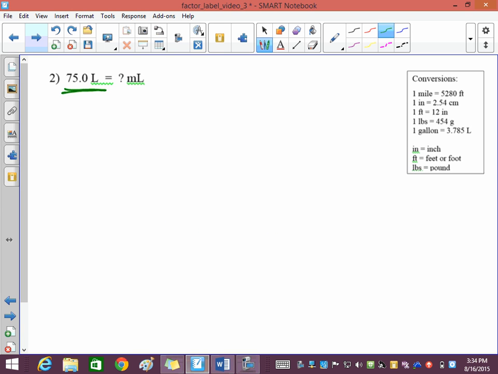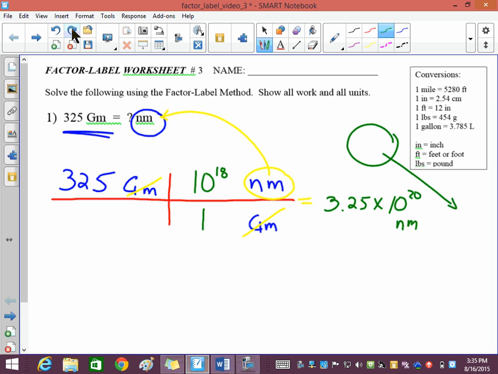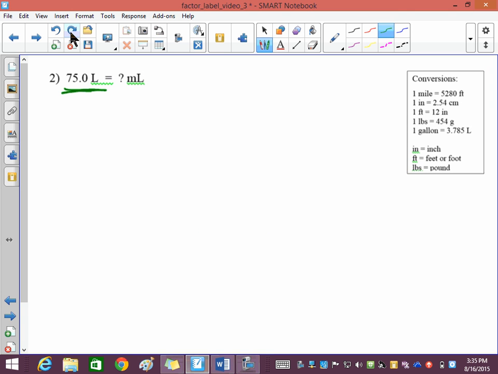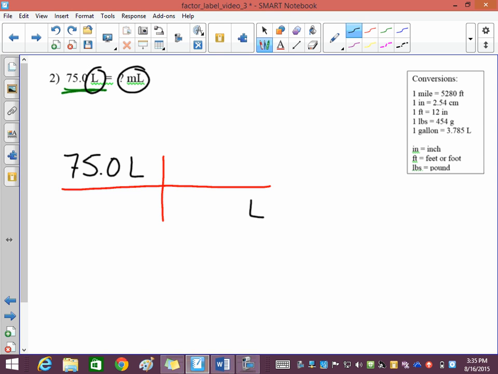Again, we have a metric to metric because I have liters going to milliliters. So start with what you know. I have 75 liters, my bad. And I am going to move my unit diagonally. So I'm going to move liters diagonally and put it down in the denominator in the next location. Also, since this is metric to metric, I can put milliliters right on top.